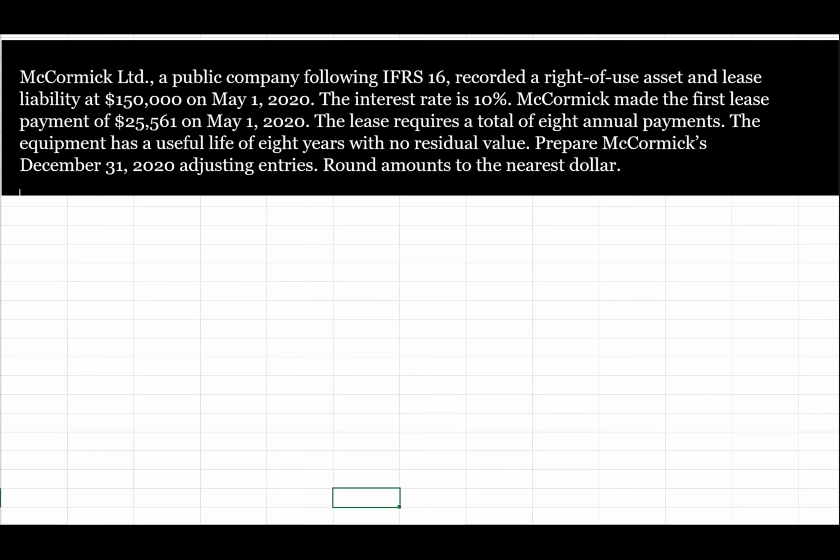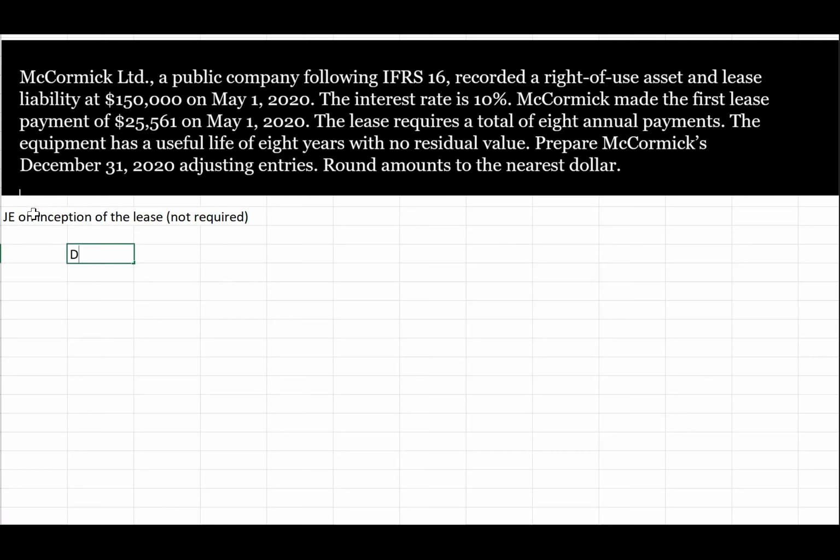So in this situation, we have a company that signed a lease on May 1st, 2020. And now we're being asked not to record the journal entries on the inception of the lease, but rather to prepare the December 31st, 2020 adjusting entries. So let's look at what would be the journal entry on inception of the lease, because it might help us make sure we have the right numbers, right? So not required, but we're looking at this just to make sure we know what's going on.